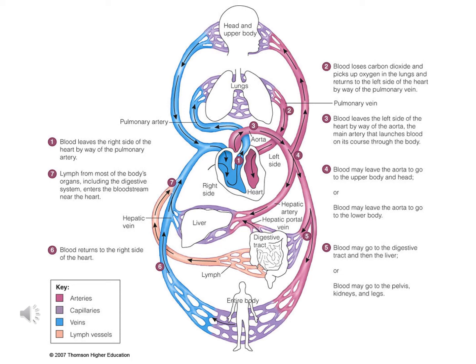Then as the heart contracts, the blood is going to leave once again the left side of the heart through the aorta. Once it enters into the aorta, it's going to go into one of 3 directions. This freshly oxygenated blood is either going to go up to our upper body, it's going to go down to our lower body, or it's going to go through our digestive tract.